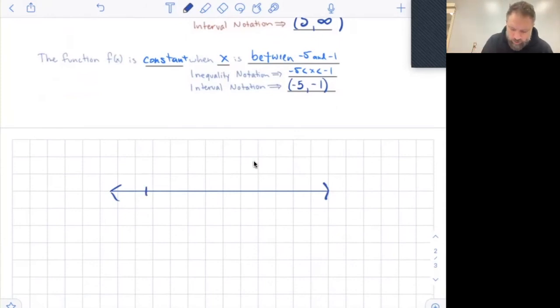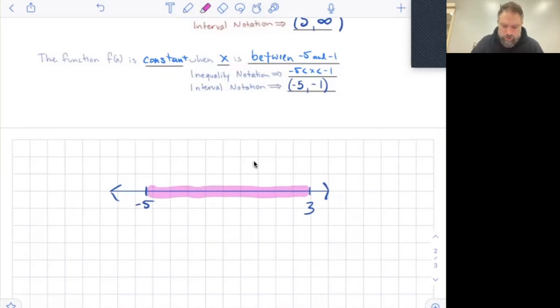Okay, so we'll make a little tick mark at -5 and 3, and then we're going to highlight everything in between. Okay, cool. And 0 is somewhere in here. So we know that 0 is in there, 1, 2, -4, -3, all those are included in this interval. But the question is, what about -5 itself? Is -5 in this interval? Is 3 in this interval?